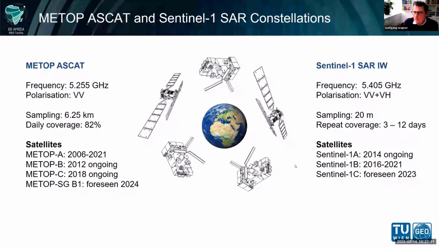With Sentinel-1, we still have Sentinel-1A, which was launched in 2014. That's still healthy and ongoing. Unfortunately, the Sentinel-1B unit that was launched in 2015 was lost in 2021. The replacement of Sentinel-1B was foreseen to be very quick, but unfortunately, with the problems on the launcher side, we can expect some more delay before Sentinel-1C comes.